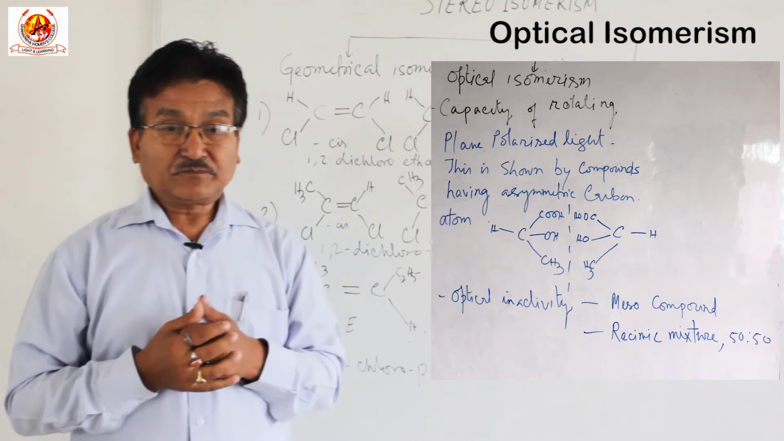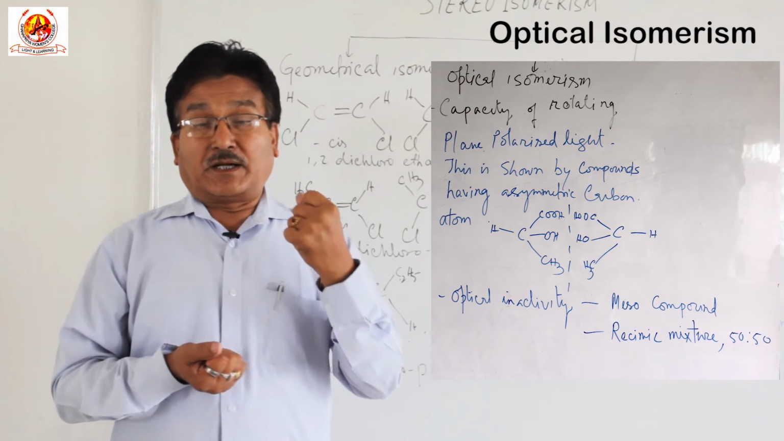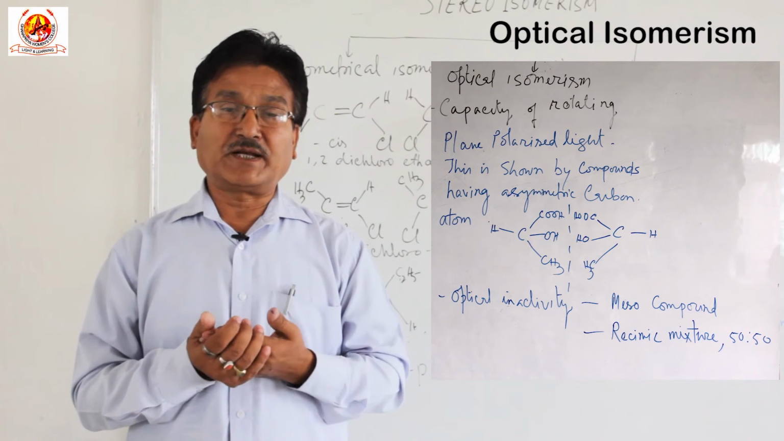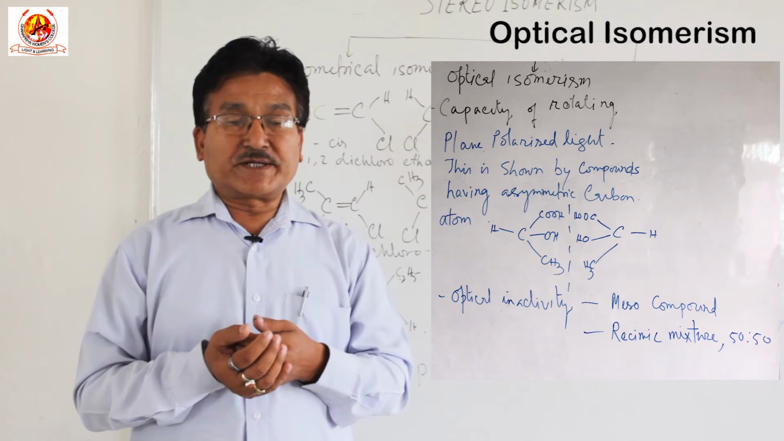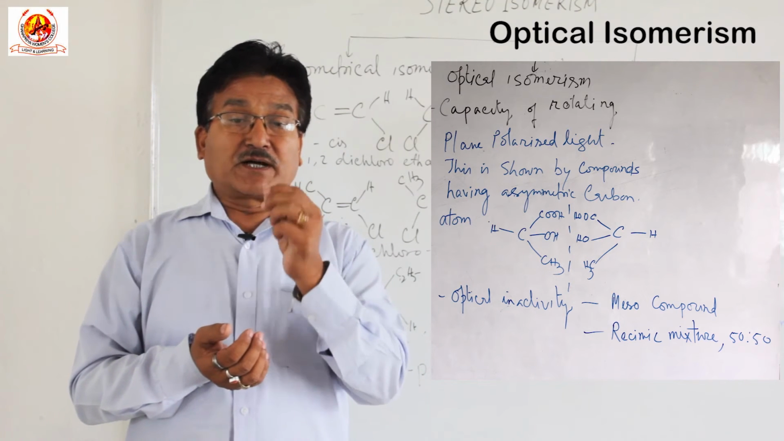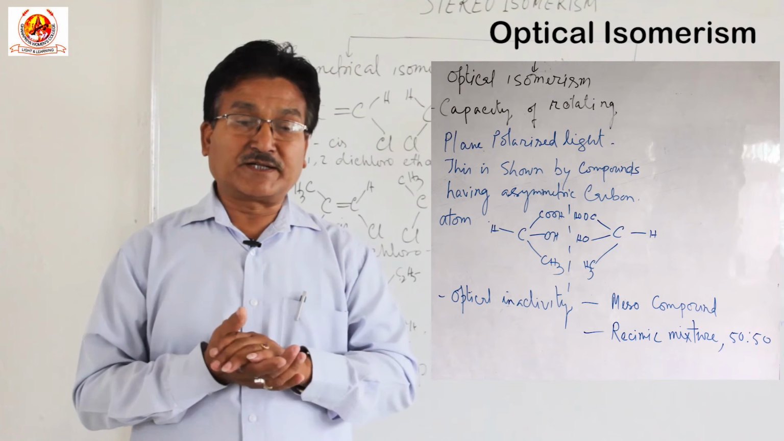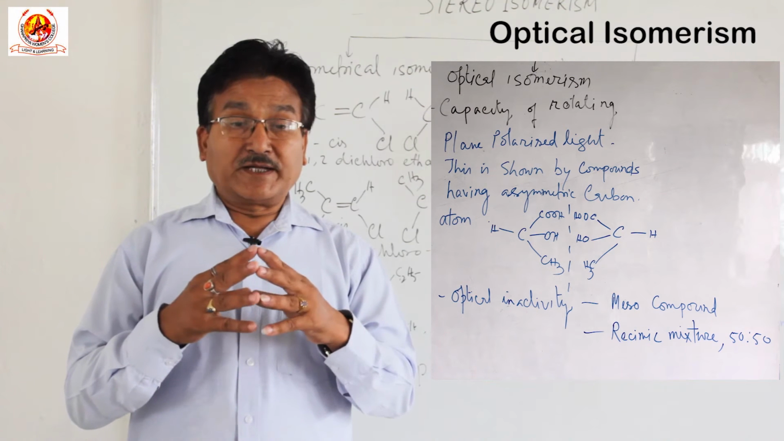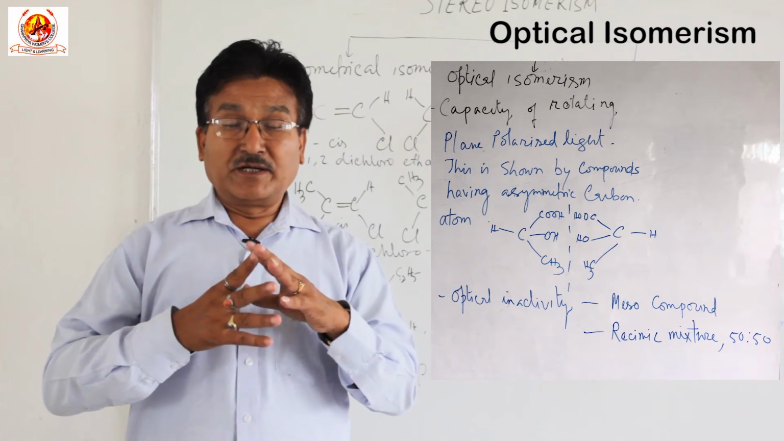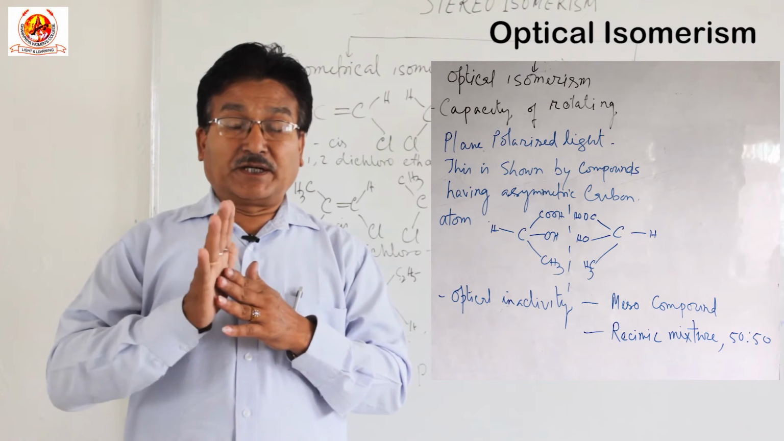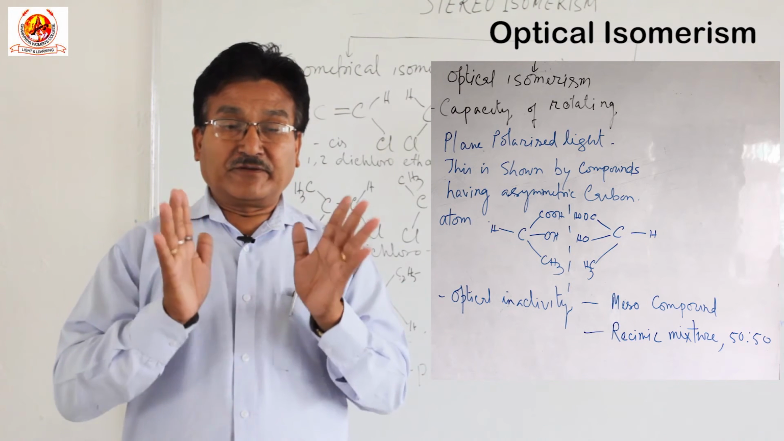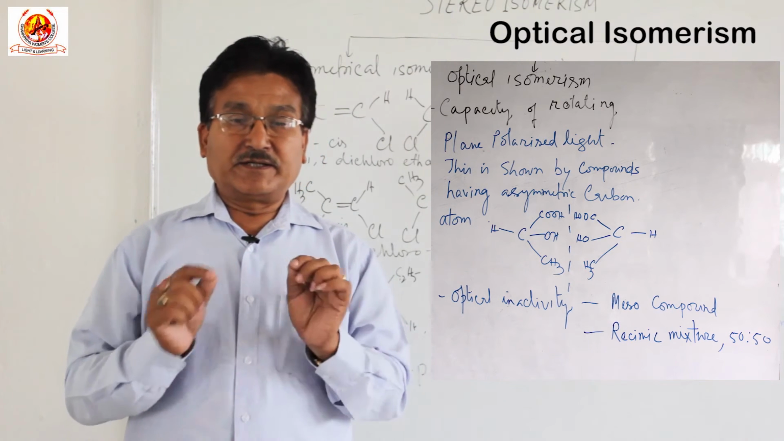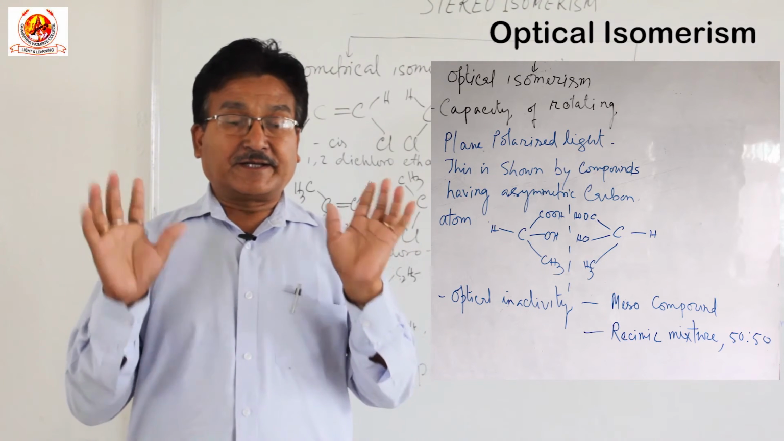So we have another point, that is what is the cause of the optical isomerism? The cause of optical isomerism is due to the presence of the asymmetric carbon atom. What is its function? What is the property? That asymmetric carbon atom can rotate the plane polarized light through an angle on the opposite side, or if they cannot rotate, this is optically inactive. If they can rotate, this is optically active.